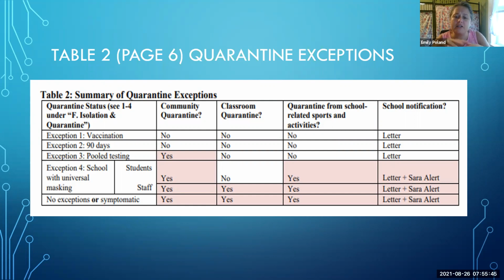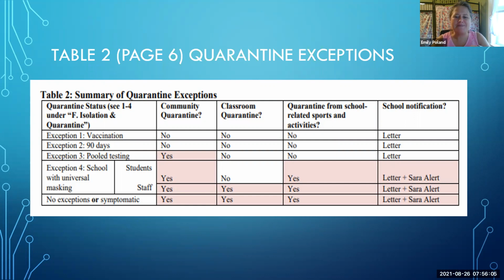Now that is a school with a universal masking policy, and that exposure was at least 3 feet away. So you're really talking about these 3 to 6 feet from the positive case, because if it was greater than 6 feet, they wouldn't be a close contact, right?